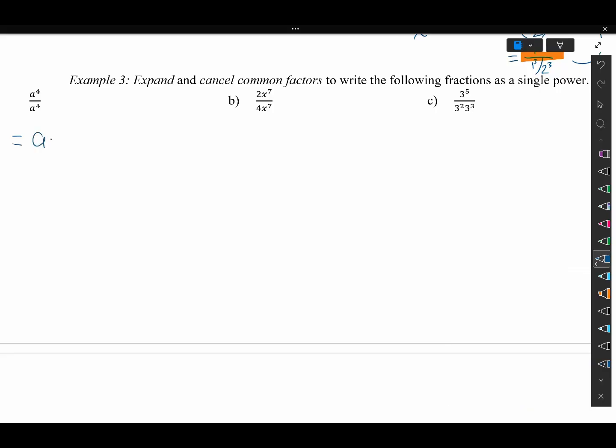We're moving ahead here. A to the exponent 4 is A times A times A times A. All right, so I'm working with A times itself 4 times over A times itself 4 times. I can cancel my common factors. 1, 1, 1, 1. Oh, so this is just equal to 1 times 1 times 1 times 1. That's just 1. Fantastic.